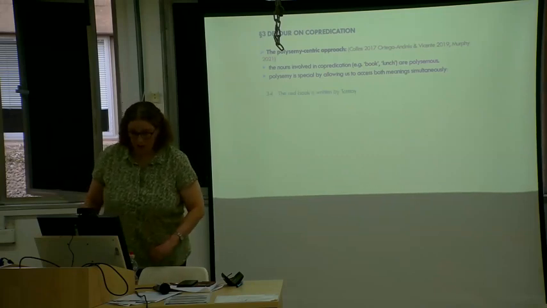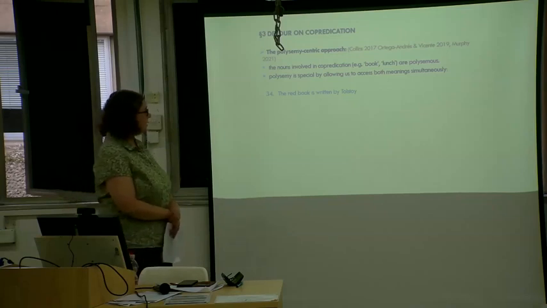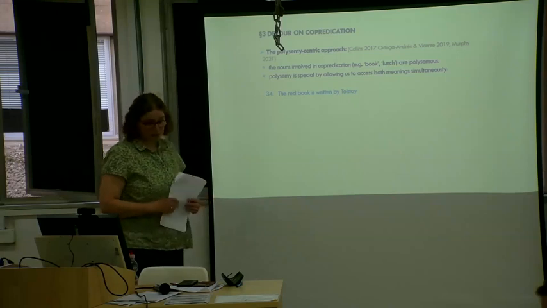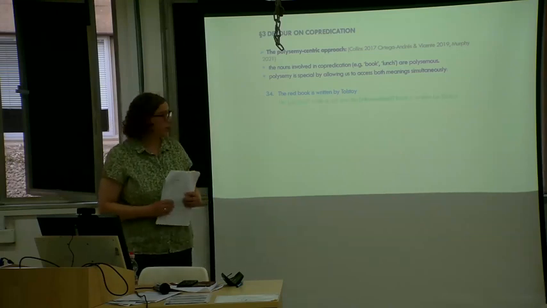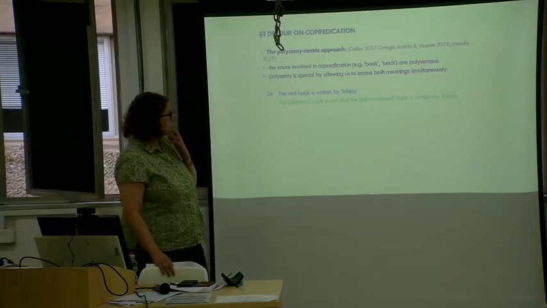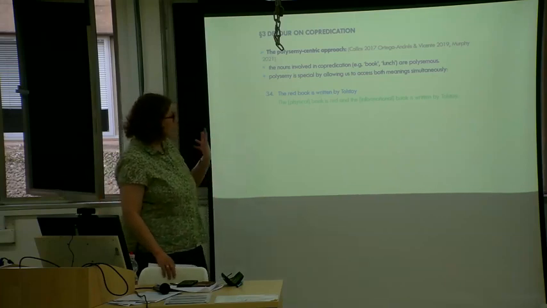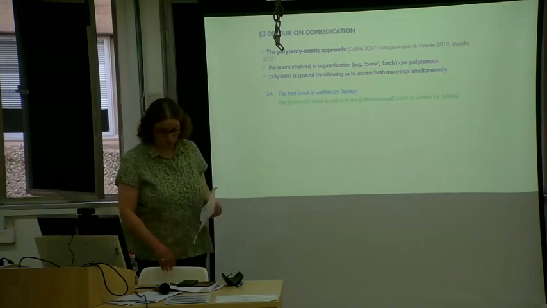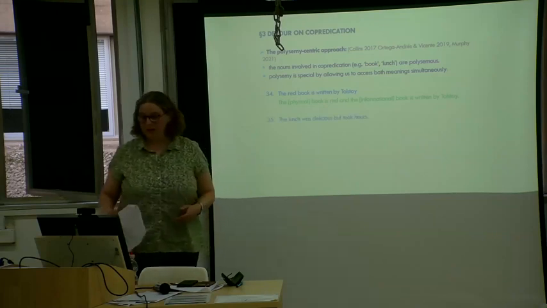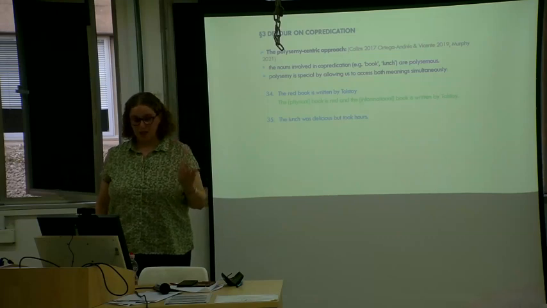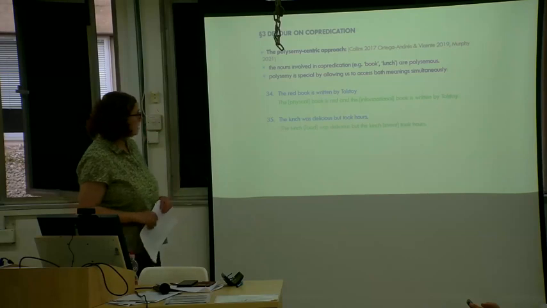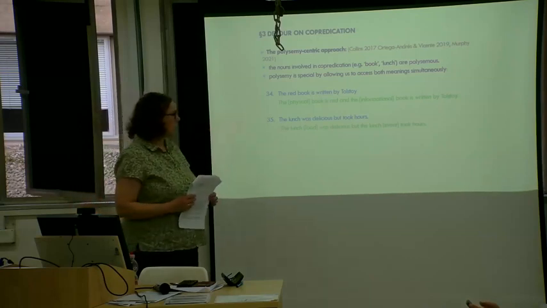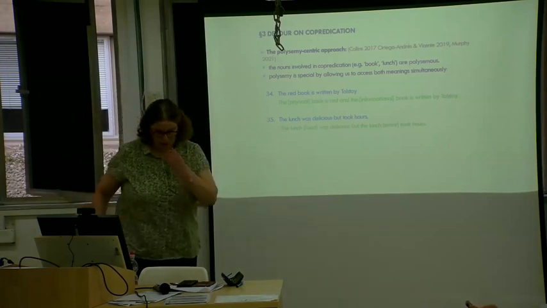How does this help with copredication? Take, for example, "the red book is written by Tolstoy." The thought is, because book is polysemous between this physical sense and informational sense, we can reinterpret 34 as meaning that the physical book is red and the informational book is written by Tolstoy. Similarly, because lunch is polysemous between this food sense and event sense, we can read 35 as saying that the lunch food was delicious, but the event took hours.